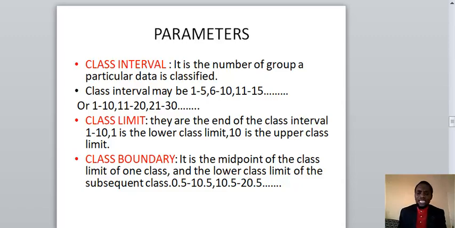Now another thing there is the class boundary. The class boundary is the midpoint of the upper class limit of one class and the lower class limit of the subsequent class. When you look at it, we have 0.5 to 10.5, 10.5 to 20.5, 20.5 to 30.5, and so on and so forth. So that is what we call the class boundary.